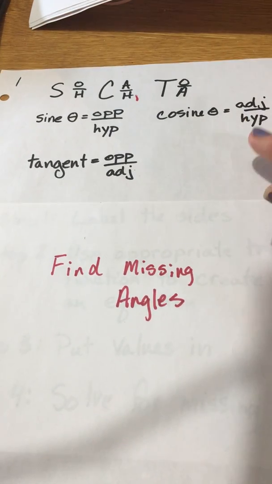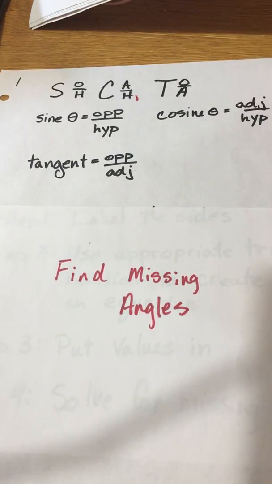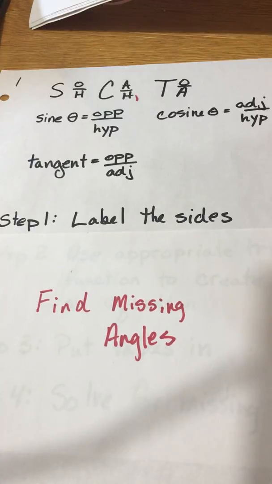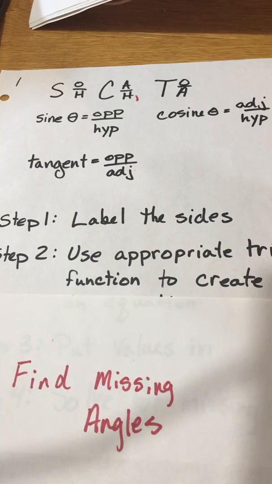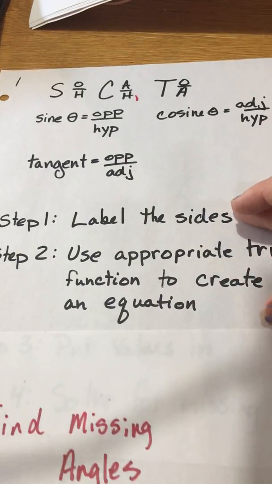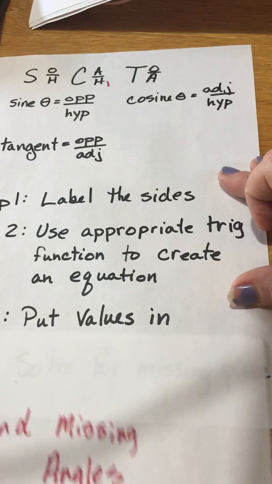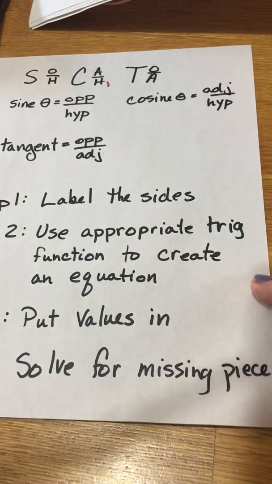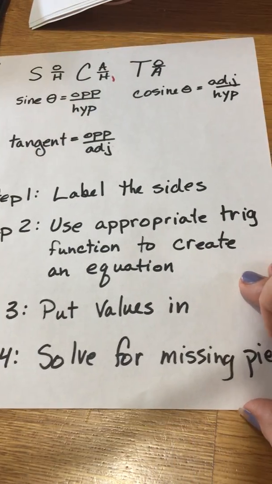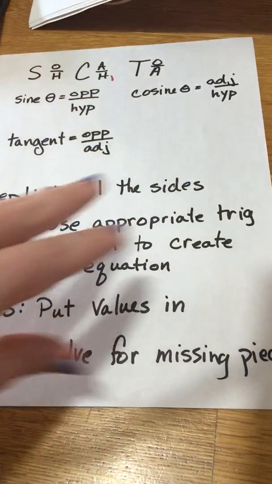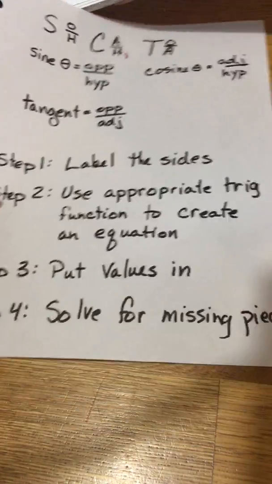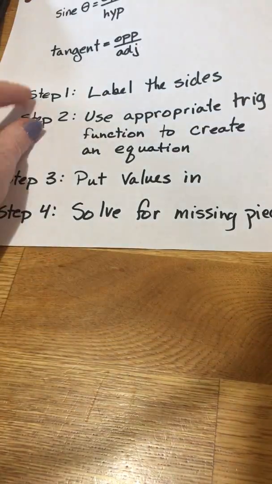Our steps for this are pretty simple. One, label your sides. What I mean by that is write down which one's opposite, which one's hypotenuse, which one's adjacent. Two, use your appropriate trig functions to create an equation. Three, put your values in. And four, solve for the missing piece. We're going to do three, one with each of sine, cosine, and tangent. I'm going to leave this right here so we can refer back to it.